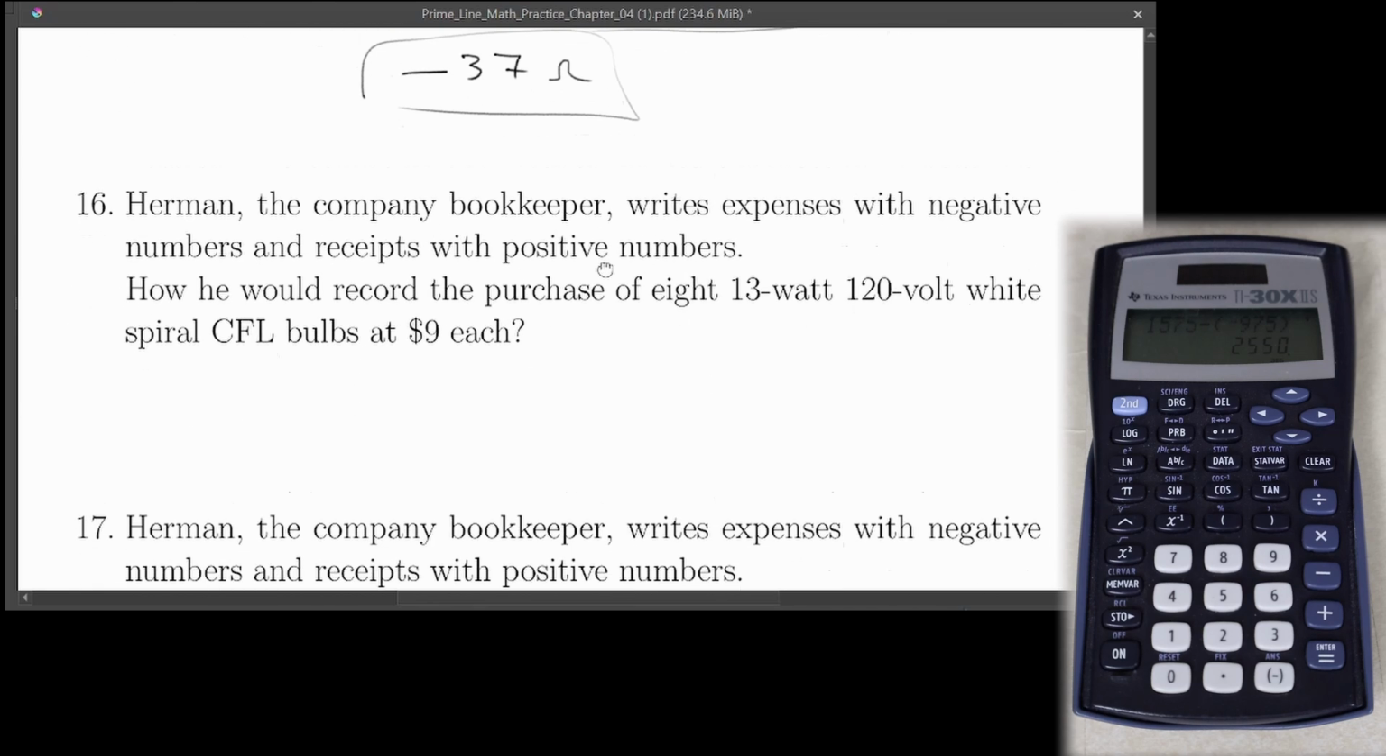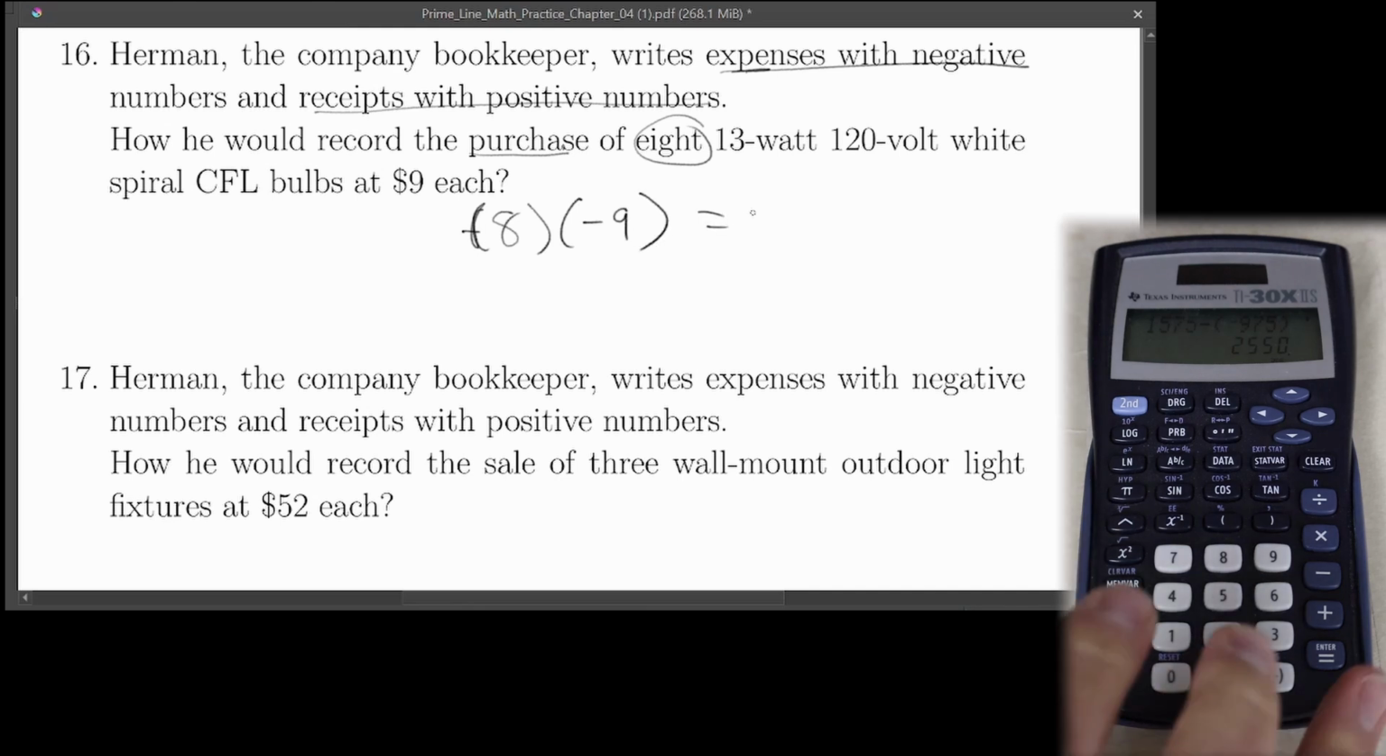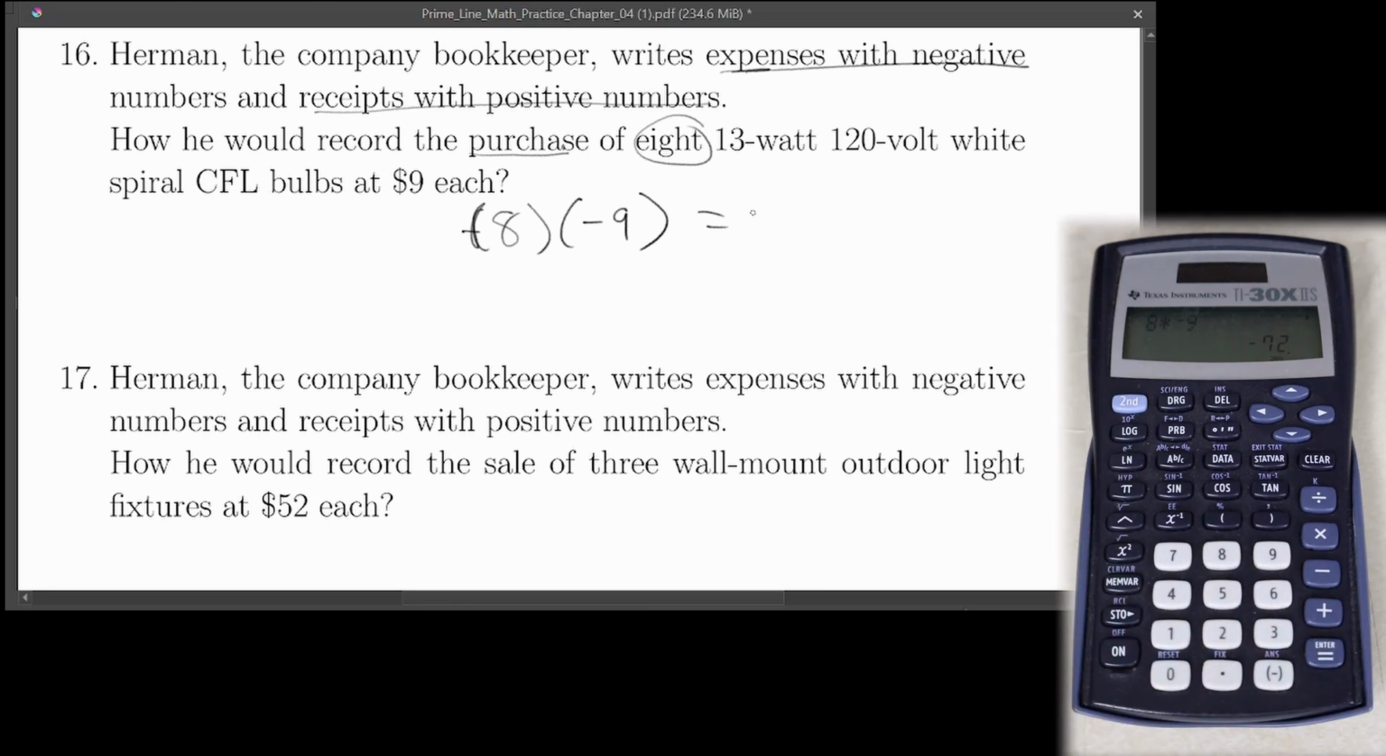Number 16. Herman, he's a bookkeeper, and he writes expenses with negative numbers and receipts with positive numbers. So if he is purchasing, that's an expense, a 13 watt, 120 watt spiral CFL light bulb, $9 each. He is buying 8 of those, so 8 times a negative $9. We get negative $72 for the cost.